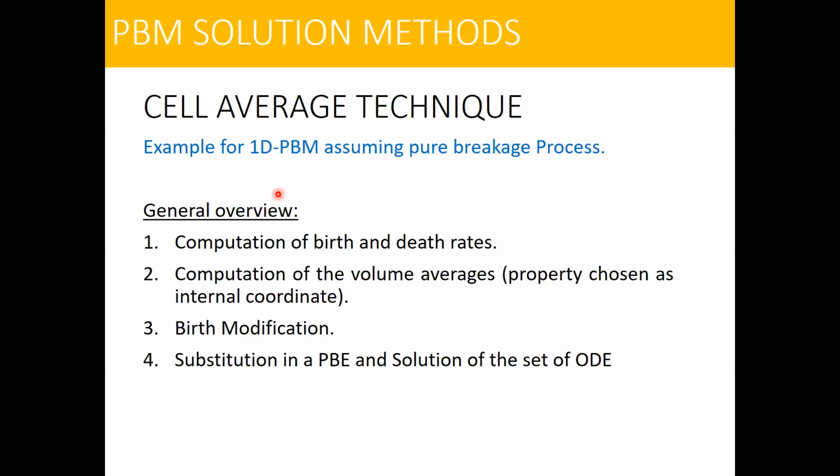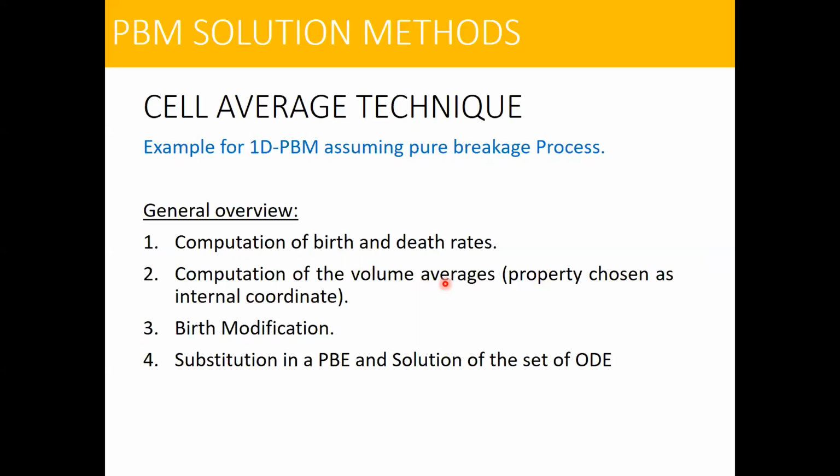From now on, we are going to see in detail this method using as an example a system where we are going to assume pure breakage as the responsible in the changes in the population under study. As an overview, the main steps are: first, computation of the birth and death rates; second, computation of the property average; third, birth modification as a key in this method; and fourth, substitution in a population balance equation and solution of the set of ordinary differential equations.